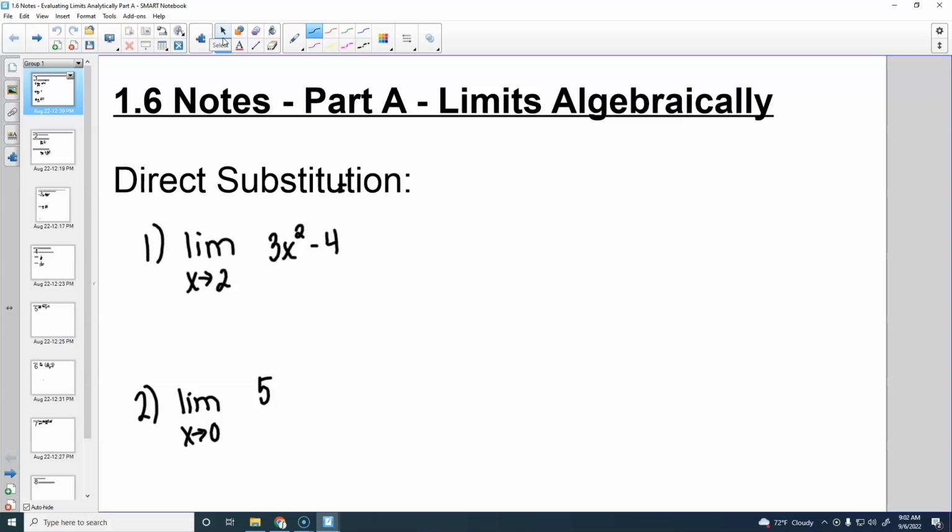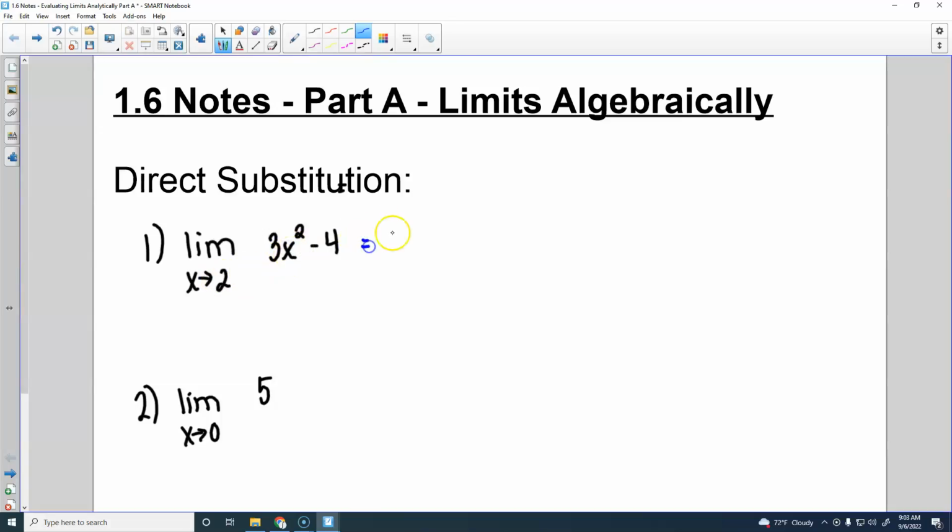So for limits, algebraically, what you want to try every single time is direct substitution. Because if you can plug in a number and it gives you a value, that is your limit. All right? So if we look at this first problem, if I take 2 and plug it in for my x, 3 times 2 squared minus 4 is going to be 3 times 4 minus 4, which is 12 minus 4, which will give us 8.